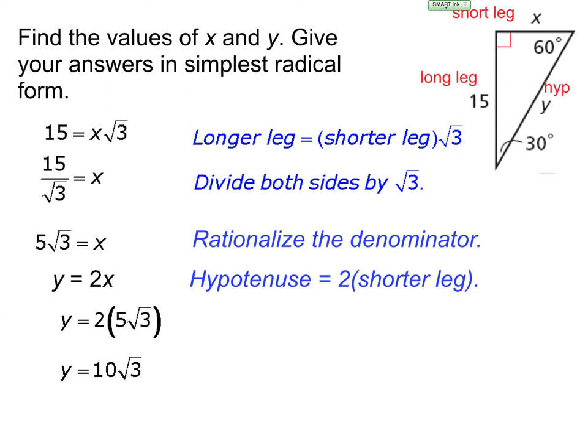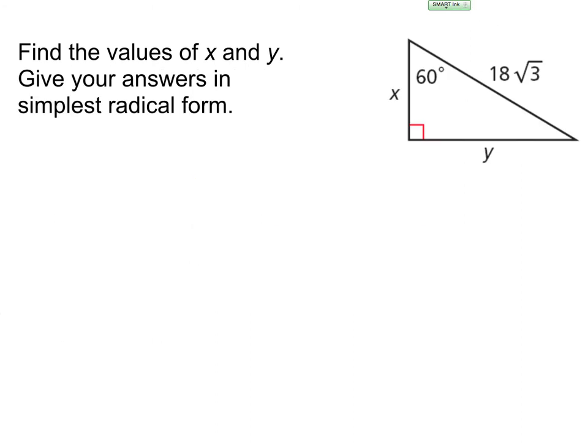Who's lost? Okay, which side did I start you with? Hypotenuse is what I started you with. Okay, so look for what's the pattern for the hypotenuse. It's 2 times the short leg. Which is the short leg, x or y? X. So you could put 18 square roots of 3 equals x times 2.